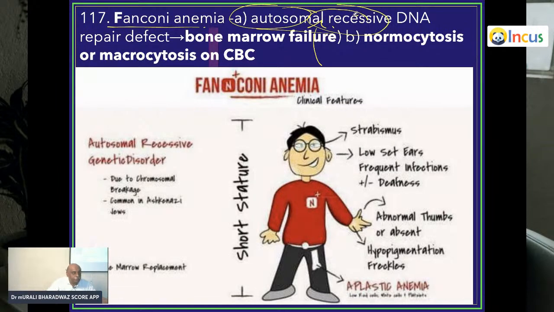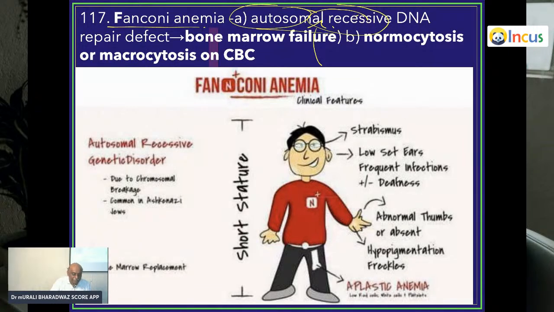Autosomal recessive. And what is the problem? There is a defect in the repair of the DNA. What is the cause of Fanconi anemia? Defective DNA repair leads to Fanconi's anemia. Because when the DNA is defective, the WBC, RBC, platelets, their precursors are not produced, that leads to bone marrow failure. So they too will develop normocytosis or macrocytosis on CBC.